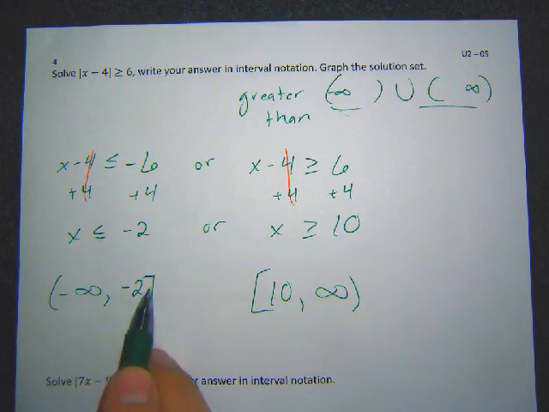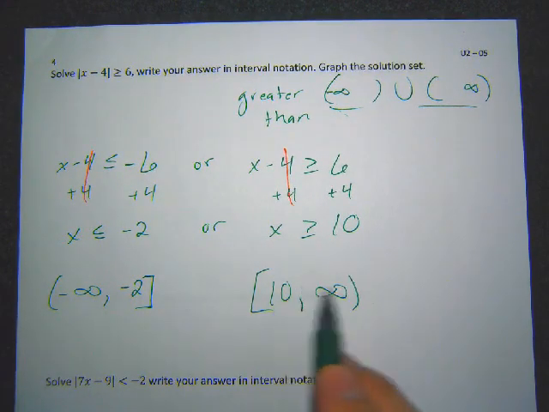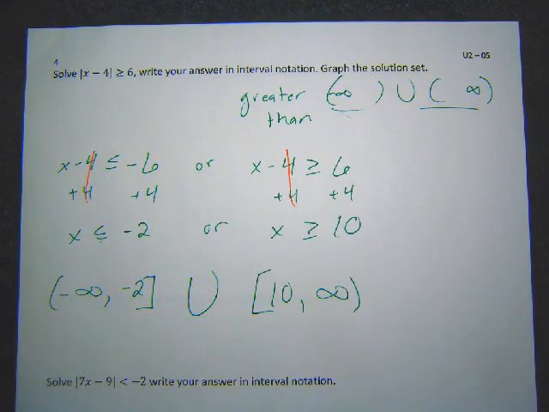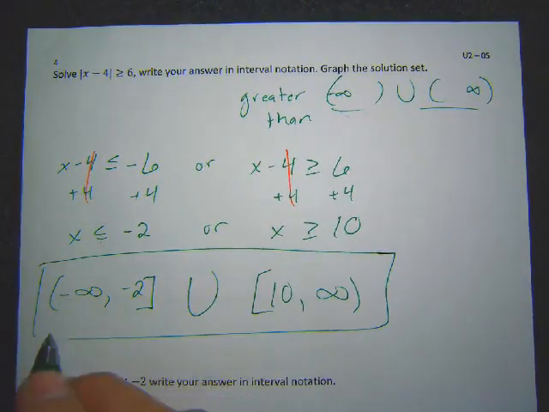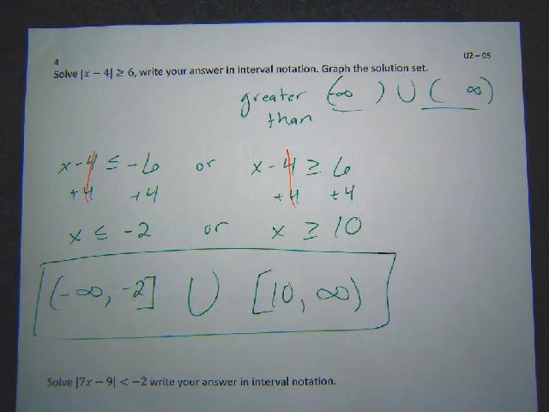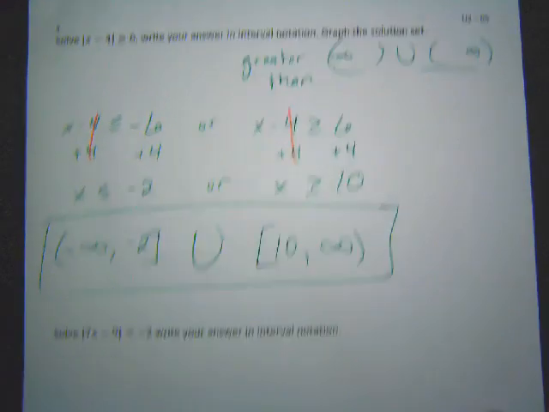Two pieces, numbers smaller than -2, numbers bigger than 10. Put it together with the union, and you've got the whole answer. You've got both the left and right pieces. The small stuff, the big stuff. We don't want the middle stuff. We want the stuff that's far out. That's what we're looking for. Okay, let's try another one.